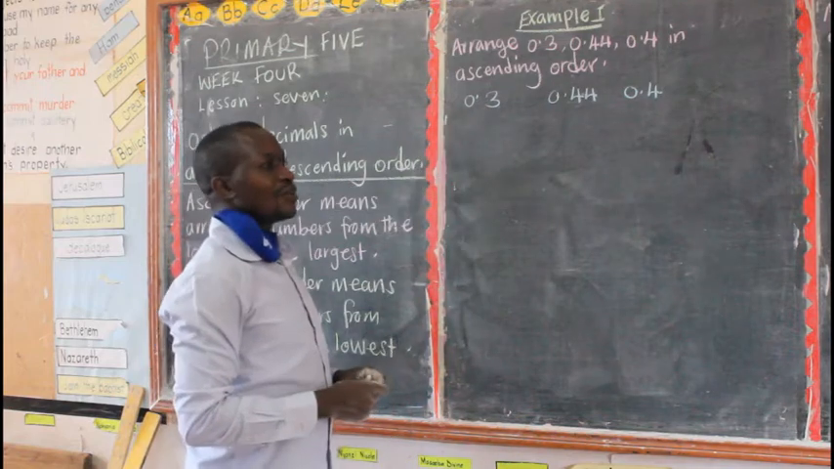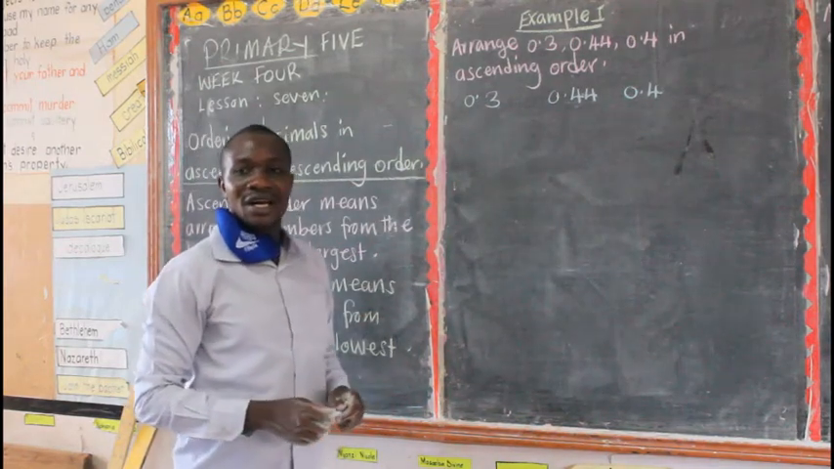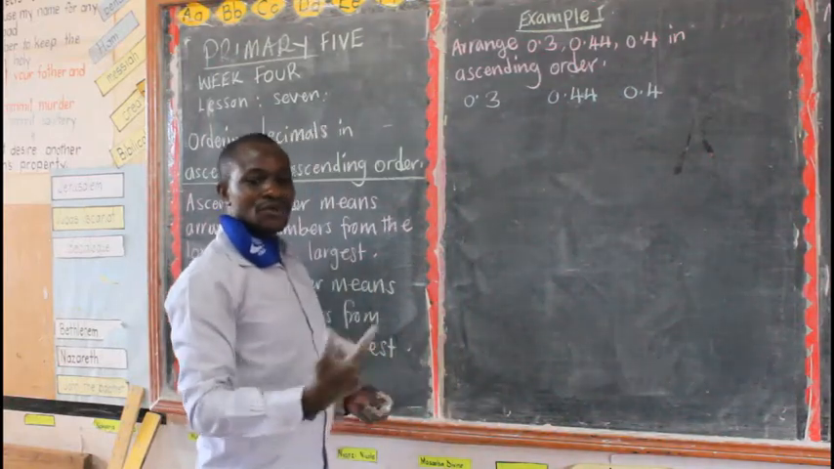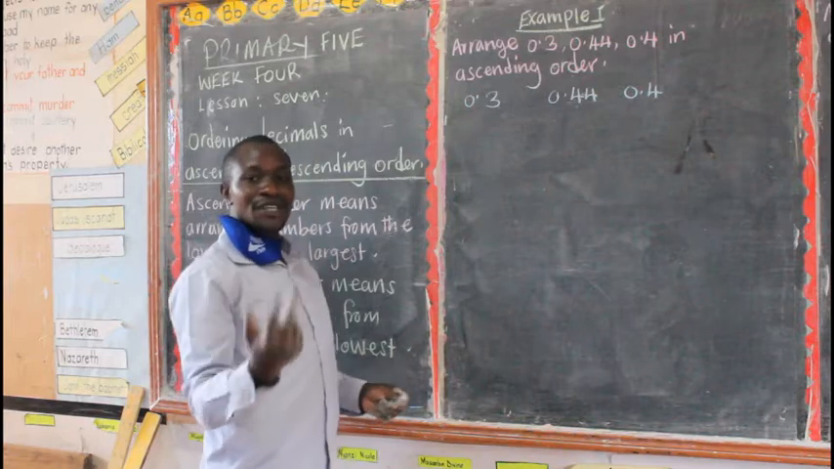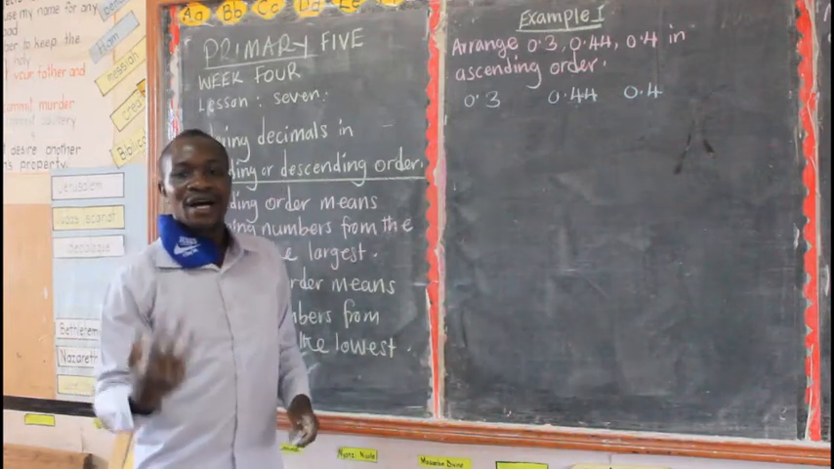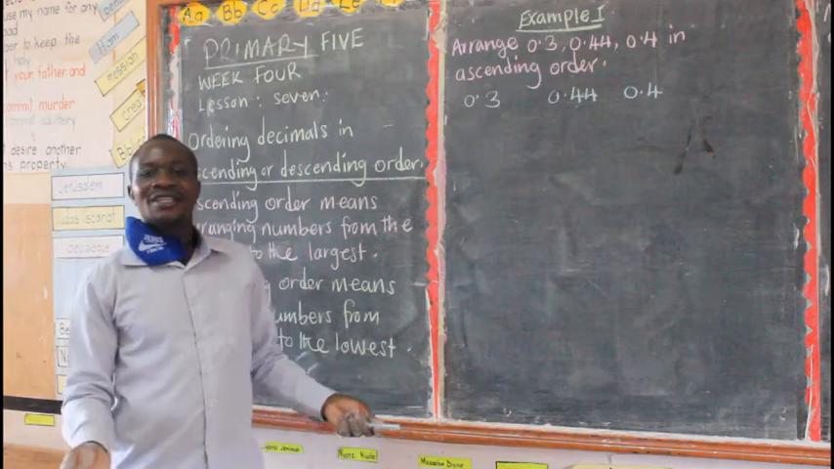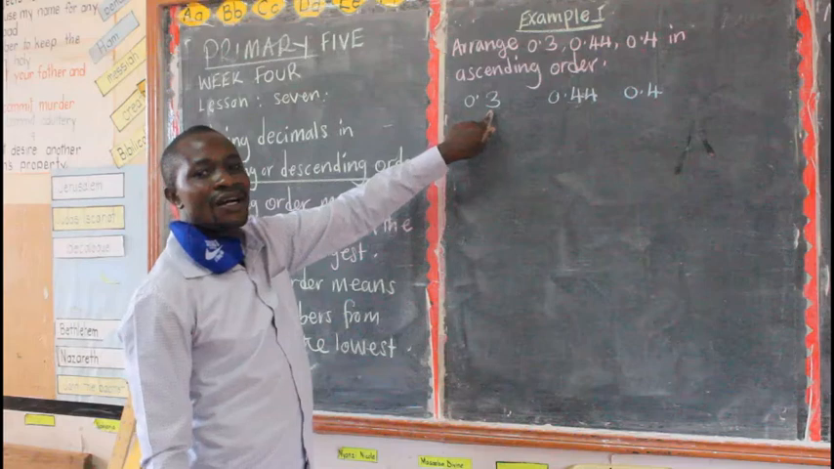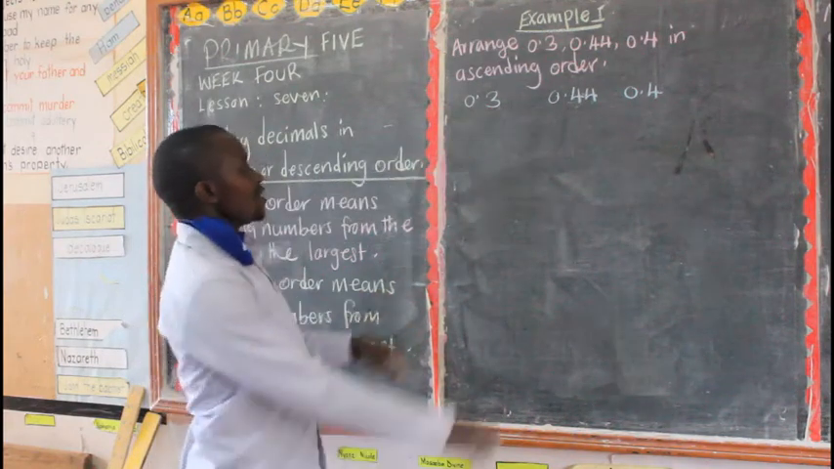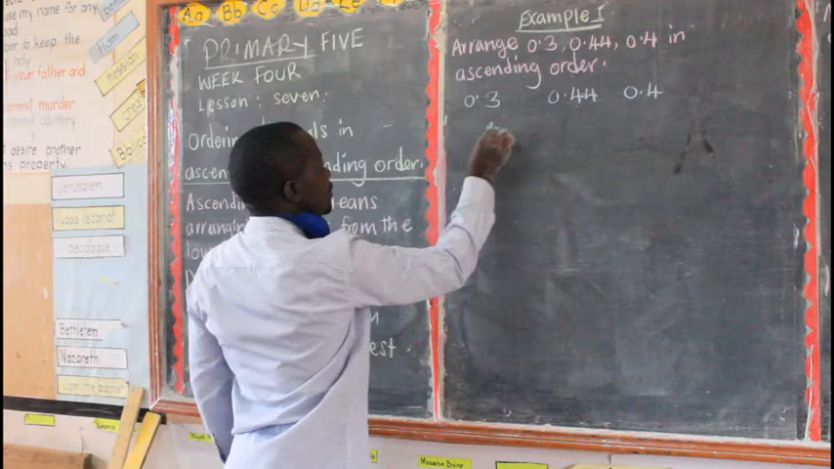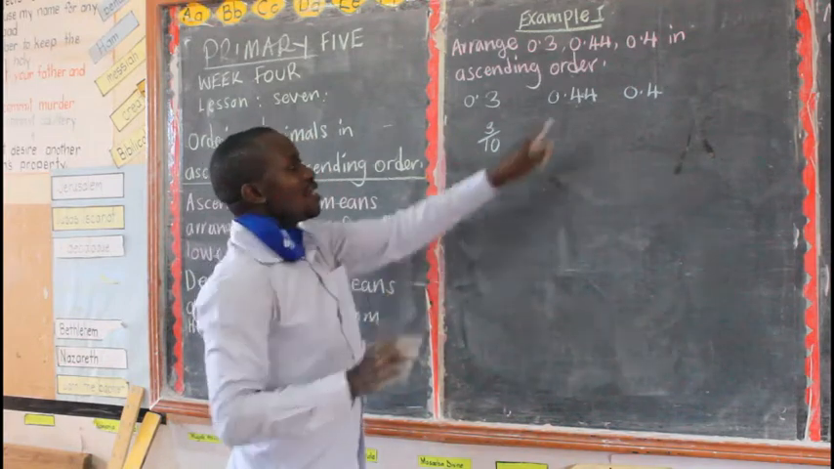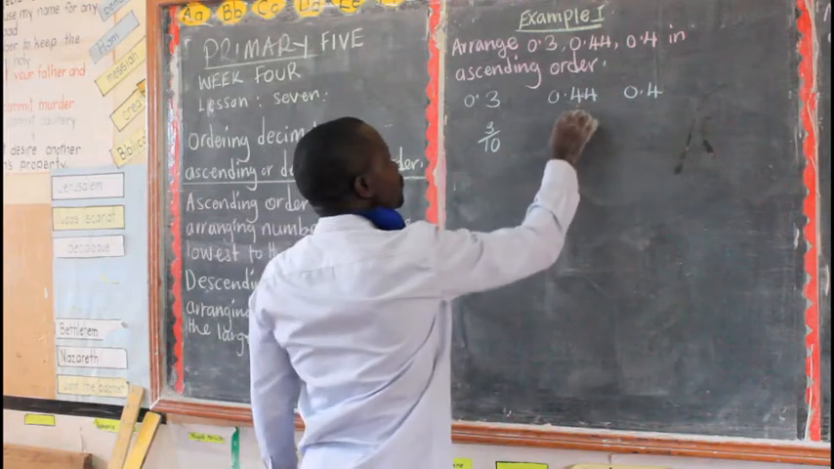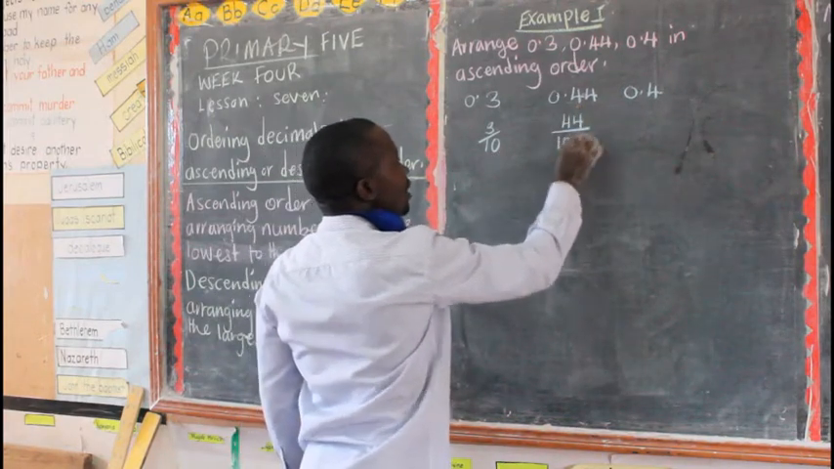We look at the number of digits which are there after the decimal point. If it is 1 digit after the decimal point, it is out of 10. If there are 2 digits after the decimal point, it is supposed to be out of 100. If there are 3, it is supposed to be out of 1,000. So here, the first one is 1 digit after the decimal point. So this one is going to be 3 out of 10. Here, there are 2 digits after the decimal point. We are going to have 44 out of 100.